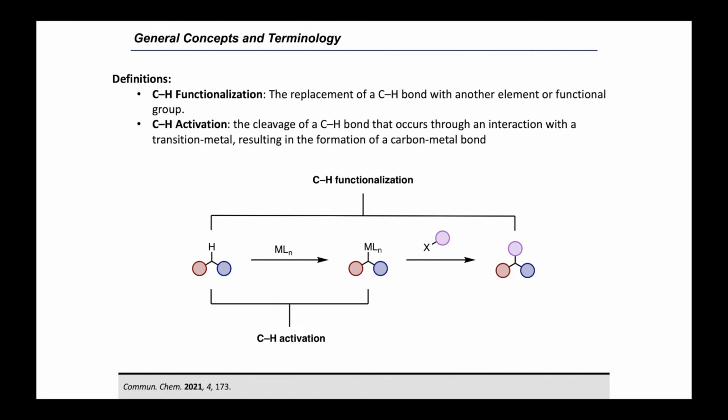Let's first go over the definitions of some terms that will come up throughout the lecture. CH functionalization refers to the overall transformation of the replacement of a CH bond by another element or functional group. CH activation specifically refers to the CH bond breaking event and is defined as the cleavage of a CH bond that occurs through an interaction with a transition metal, resulting in the formation of a carbon-metal bond. This is an important distinction to make, because as we will see on the next slide when we discuss the mechanisms of CH functionalizations, not all of them involve the formation of an organometallic intermediate.